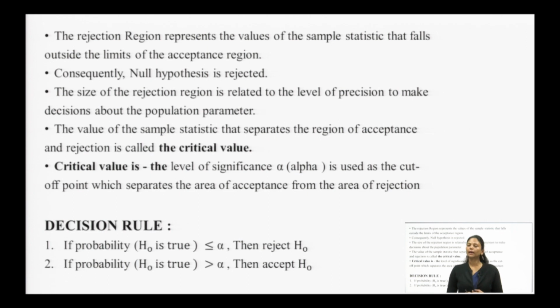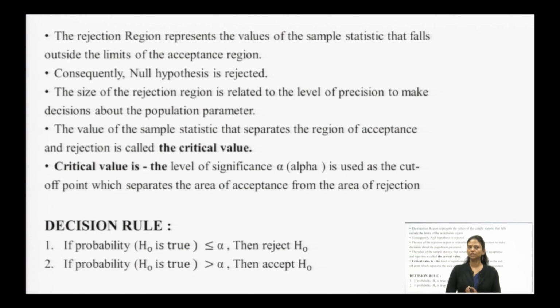Obviously, if I want to gather data of people up to the age limit of 50 years and somehow I gathered some data of people between the ages of 60 to 65, then I am going to reject that data. I will only accept the data of the population which is related to my problem, that is up to the age of 50 years. So, the rejection region represents the values of the sample statistics that fall outside the limit of the acceptance area. Consequently, the null hypothesis is rejected.